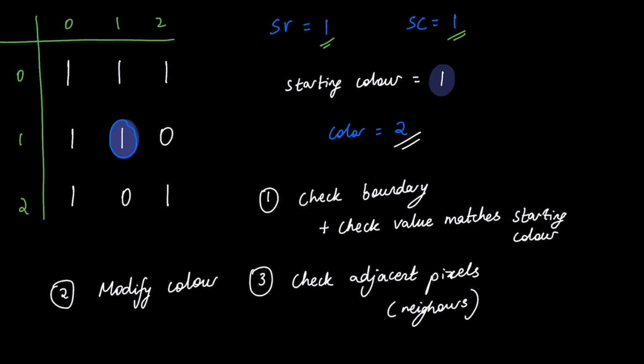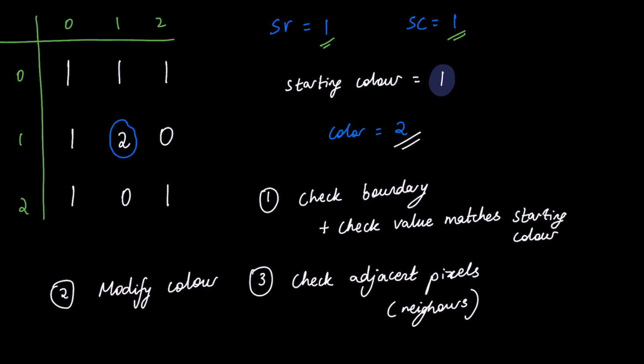So we have the 3 steps written down here. Now we can actually go through this. So let's go through this step by step. Starting with this first pixel, we can see that it's within the boundary and the color matches the starting color. So we can move to step 2, which is to modify the color. So let's modify this to now be 2.